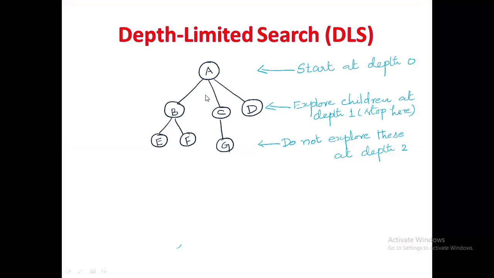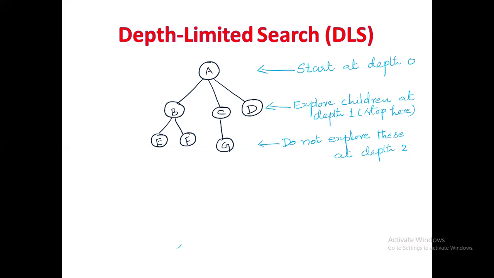Here we have various nodes. This is the first level and this is the second level: depth 0, depth 1 and depth 2. In this scenario, the depth limit we are setting as 1, meaning the algorithm will only explore the initial node and its immediate children, from here to here, but will not explore further nodes beyond this level.